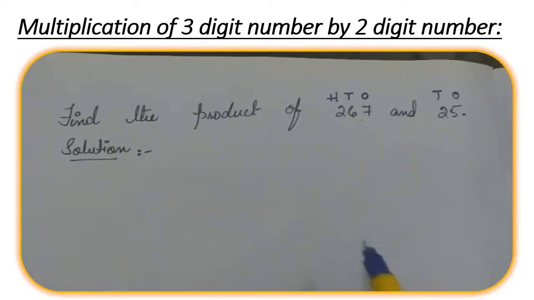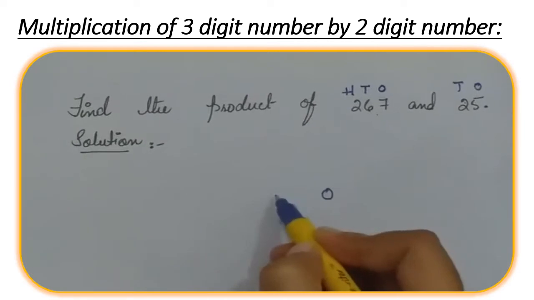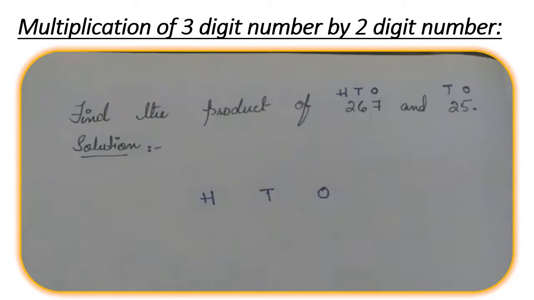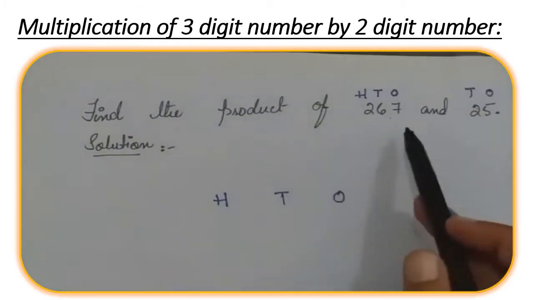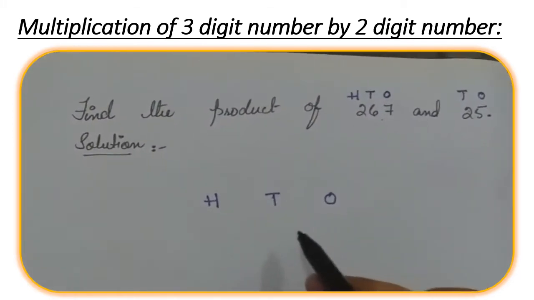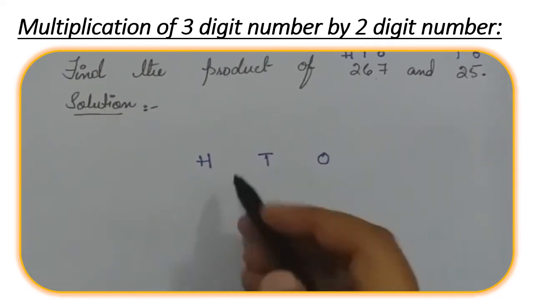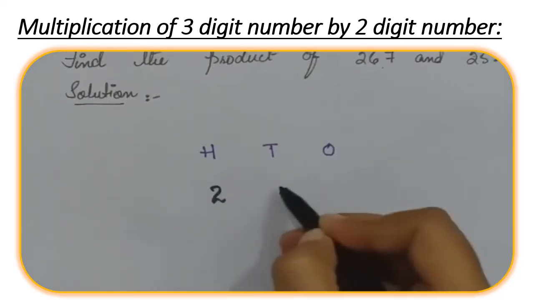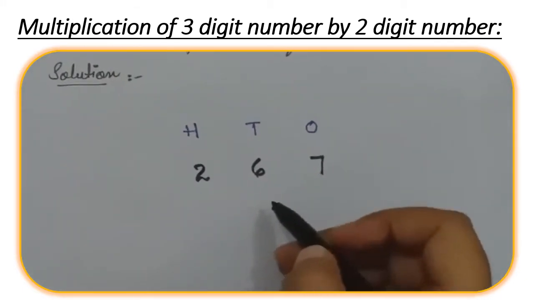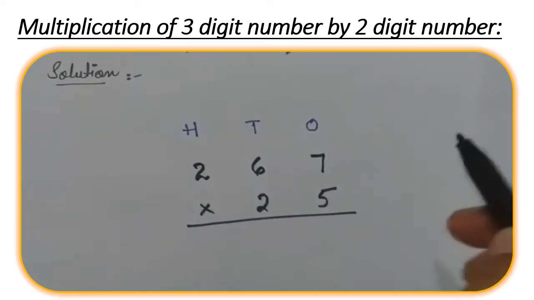In the solution also, first we will write the place values: ones, tens and hundreds. Now we have done writing down the place values. Now we will copy our multiplicand and multiplier in the vertical form, and you know that at first we will write our multiplicand, 267, and second we will write our multiplier, that is 25, and we have to find their product.